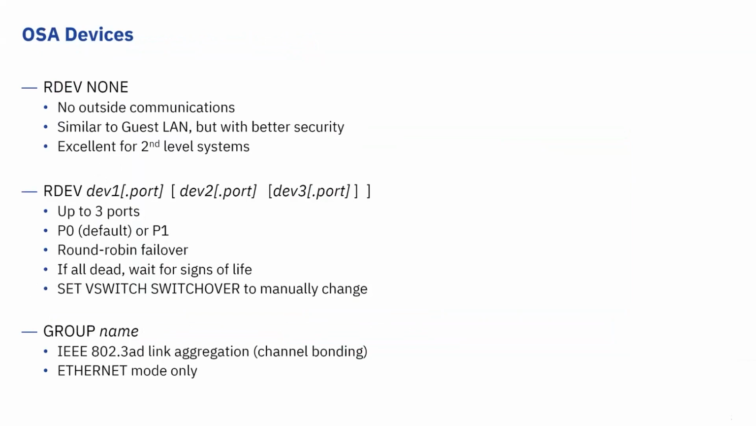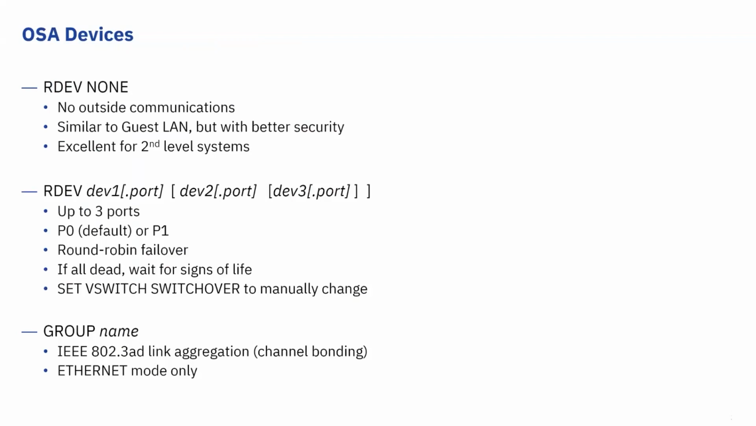I can optionally specify a port number. The default will be port 0. Obviously, that port number applies only to OSA cards that have multiple ports on a single chiplet, right? For the ones that have just one port on the chiplet, it'll always be port 0. I mentioned before that they're round robin failover. You can do a set vSwitch switchover command if you want to change it on the fly.